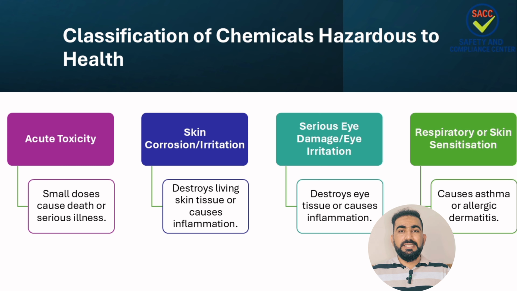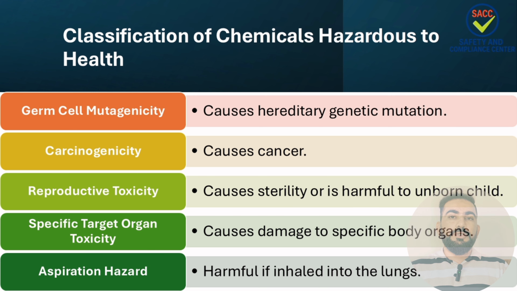The respiratory or skin sensitization. These substances can lead to long-term allergic reactions. For example, they may cause asthma when inhaled or allergic dermatitis when they come into contact with the skin. It is important to recognize these hazards and use the correct personal protective equipment like gloves, goggles, or proper ventilation when handling such substances. The germ cell mutagenicity: these substances can cause genetic mutations that may be passed on to future generations. In other words, they can damage the DNA in a way that affects the offspring.